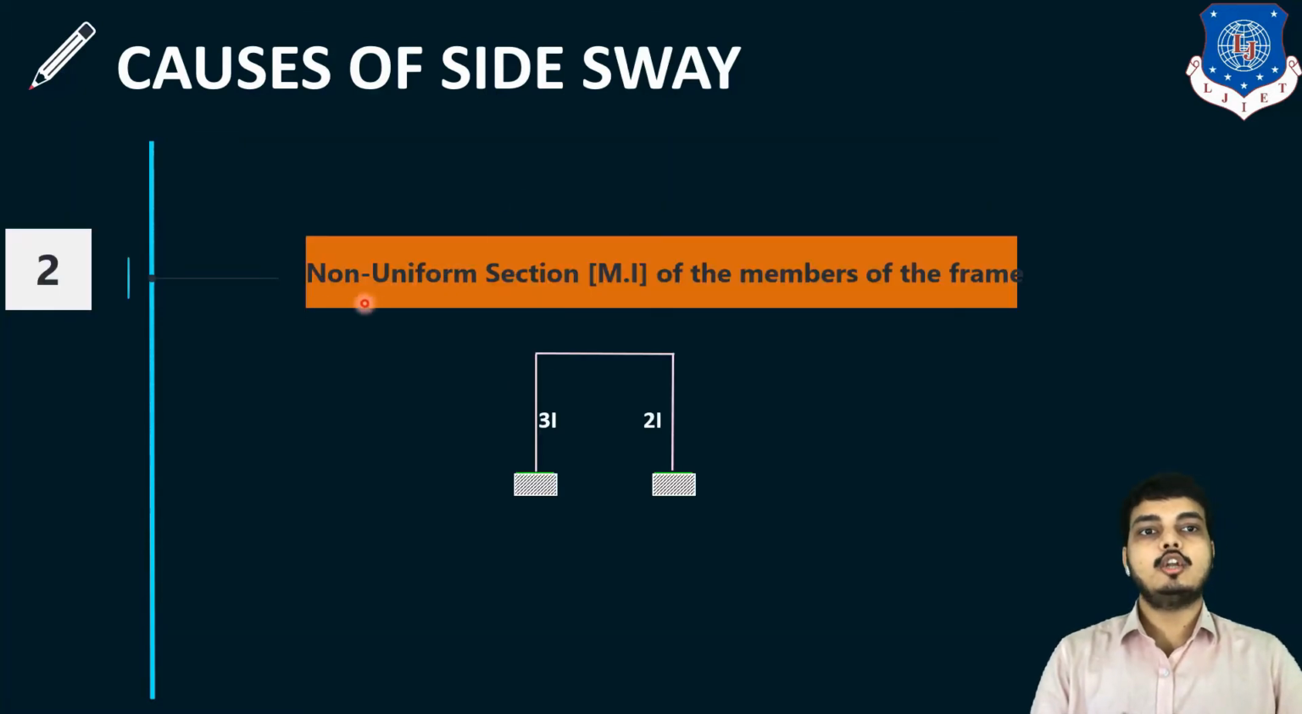Our second condition is non-uniform section, meaning different moment of inertia, MI, of the members of the frame. Look here, you can see that this column has 3I, 3 moment of inertia, and this column has 2I, 2 moment of inertia. There is a difference in the moment of inertia. By this also we can recognize that sway will occur in the frame. So the second condition is non-uniform section of MI.